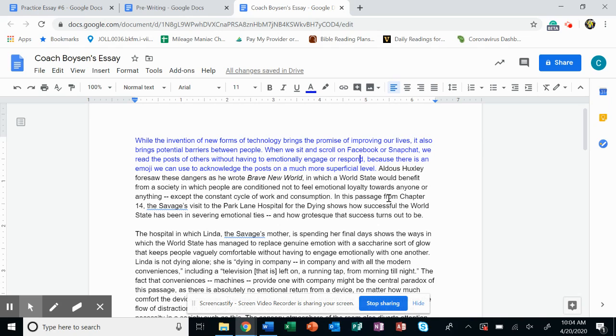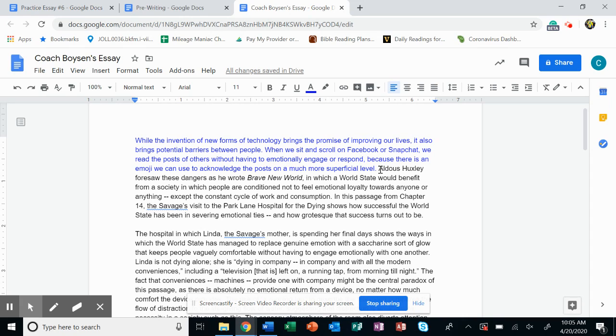While the invention of new forms of technology brings the promise of improving our lives, it also brings potential barriers between people. When we sit and scroll on Facebook or Snapchat, we read the posts of others without having to emotionally engage or respond, because there is an emoji we can use to acknowledge the post on a much more superficial level. Okay, you've seen those, the thumbs up, the heart, the smiley face. Okay, remember, a hook is something that engages the present day reader. They haven't necessarily seen the passage or read the passage, but they've picked up your essay and might be interested enough to read it. That's the purpose of a hook.